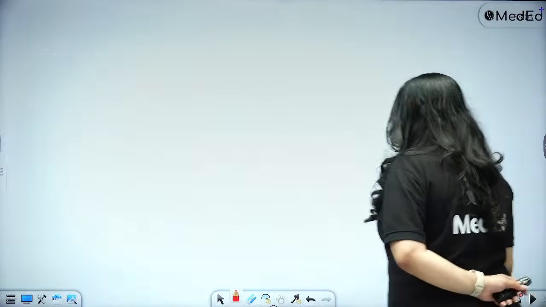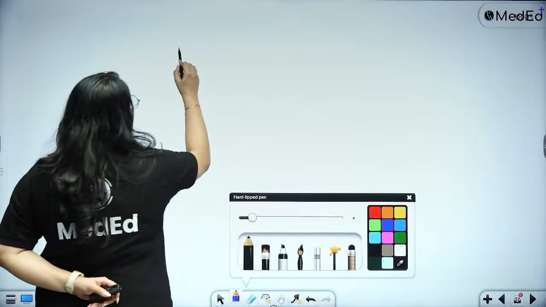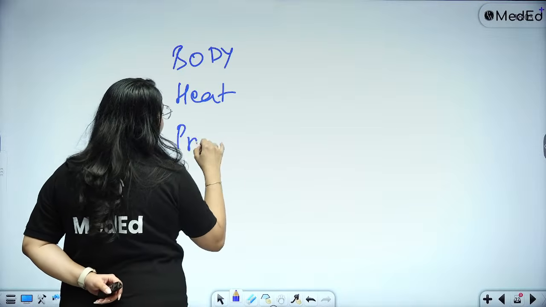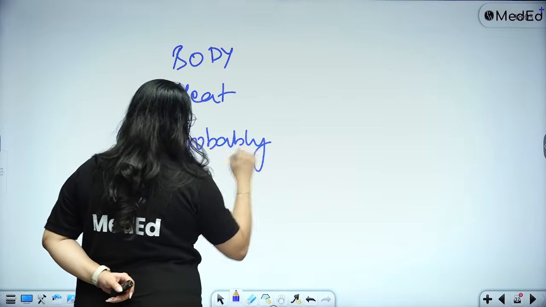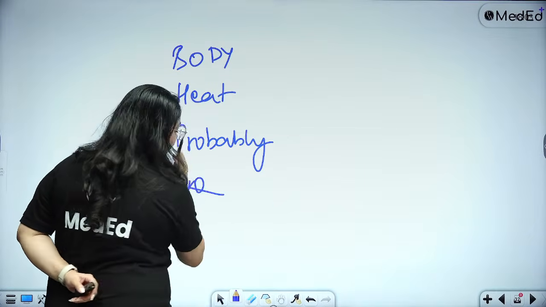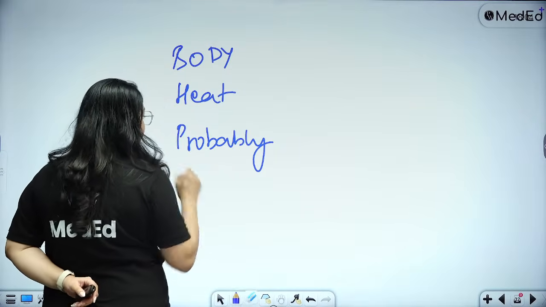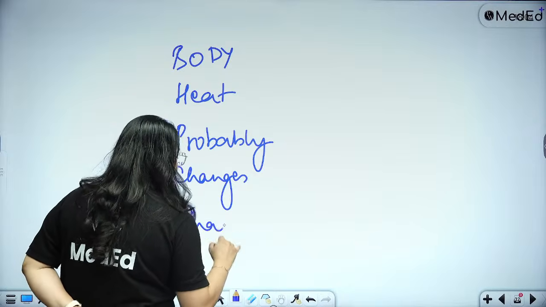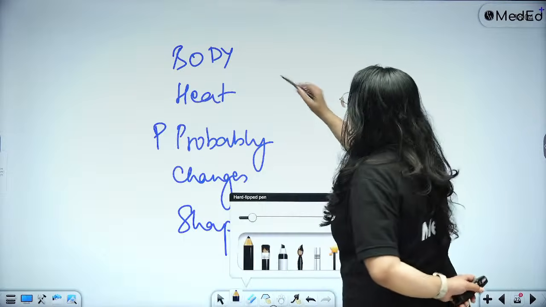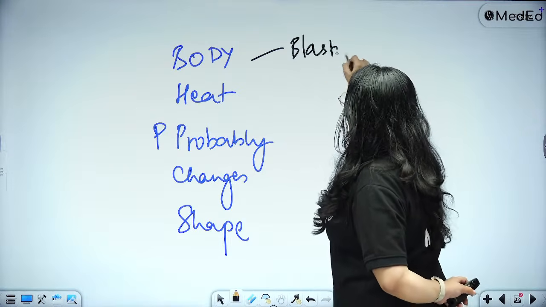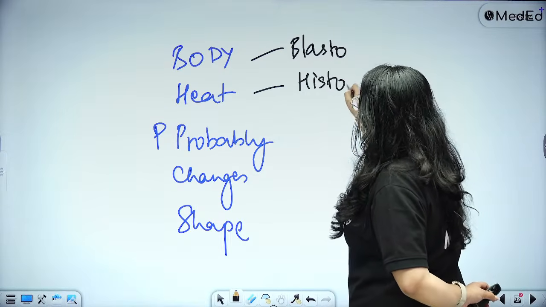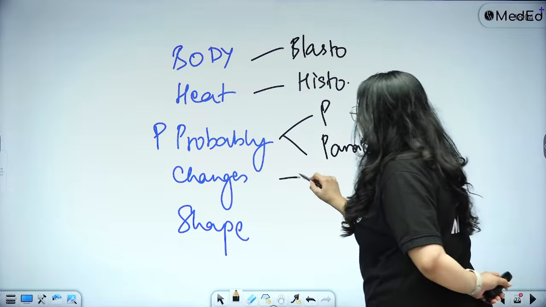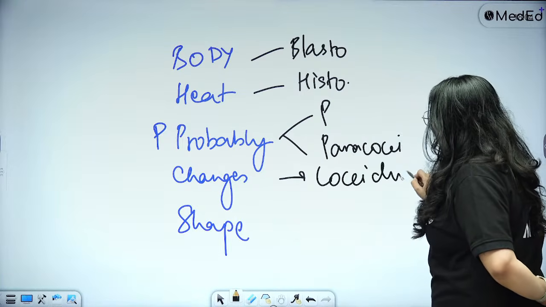Another way to remember the list is an existing mnemonic in the market. Body heat, probably has double P, changes shape. So you have Blastomyces, you have Histoplasma, PP, Paracoccidioides, Coccidioides, we have just seen, okay.